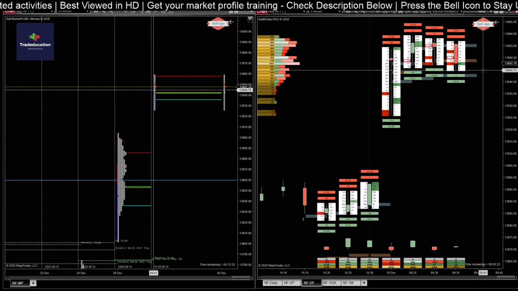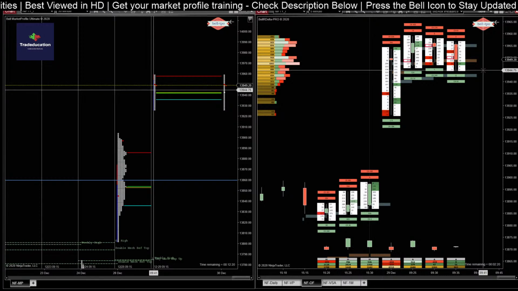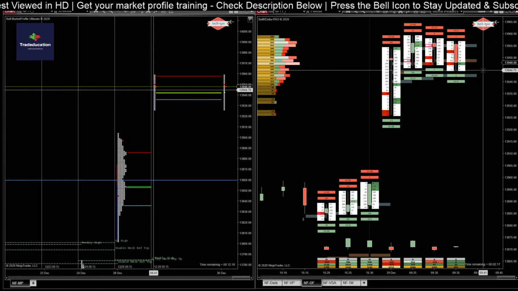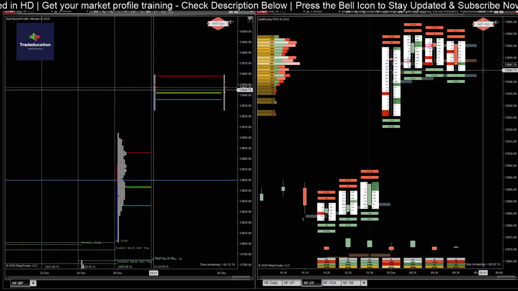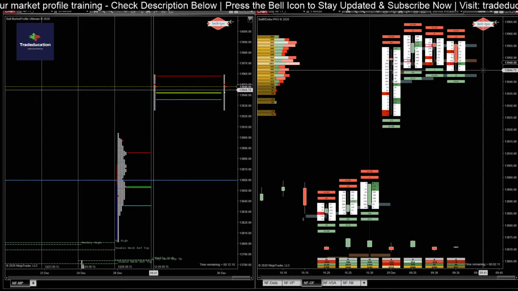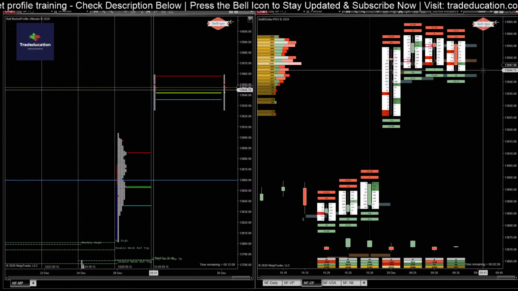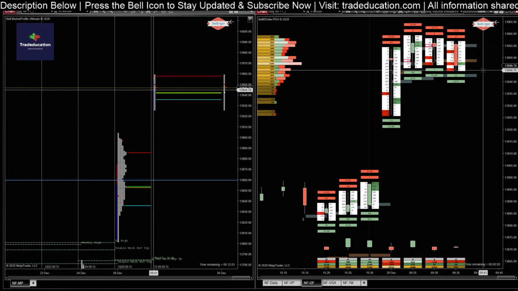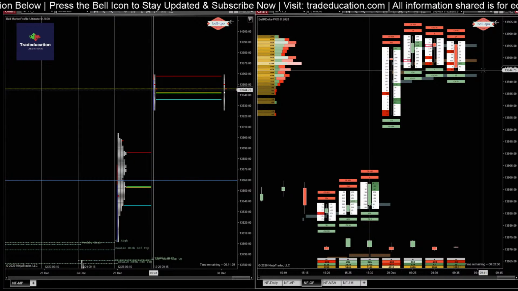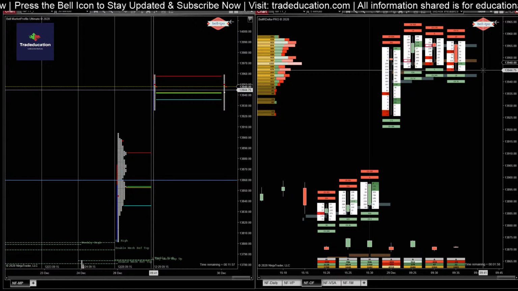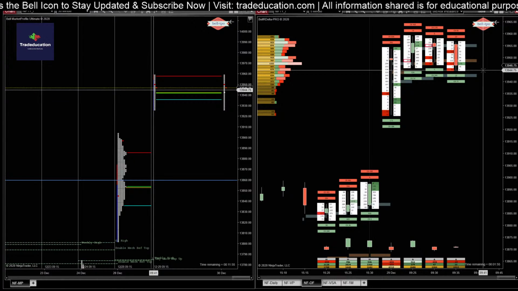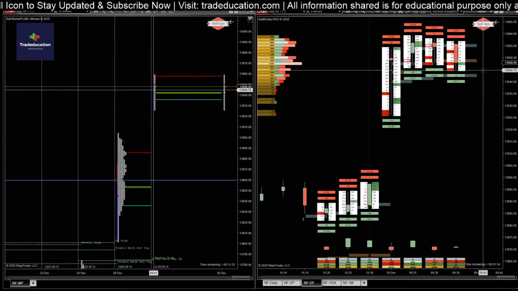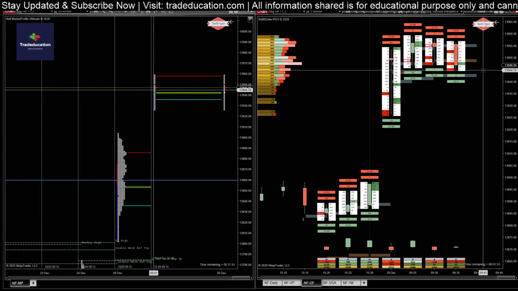So good learning experience. So this is what you need to watch, the screen time. So now the delta is negative. Sellers are stepping in. Should you take a trade? Well, I would not. I would let my stop loss get hit. And then I'll be waiting for one more opportunity. It almost touched our stop loss.